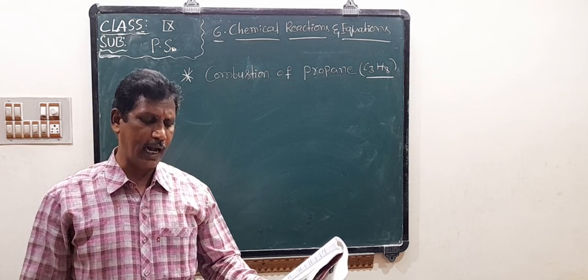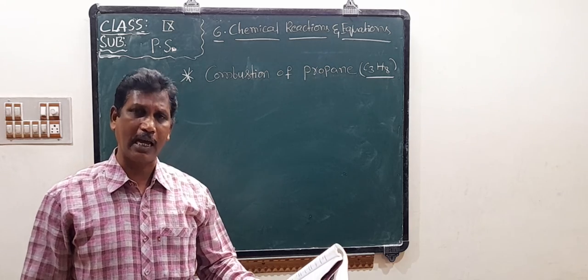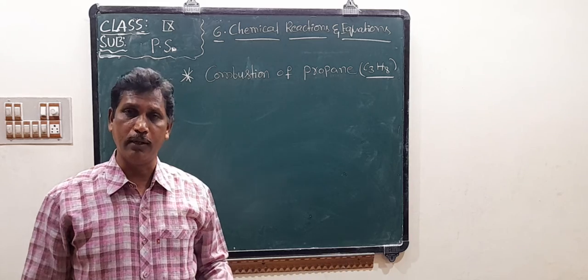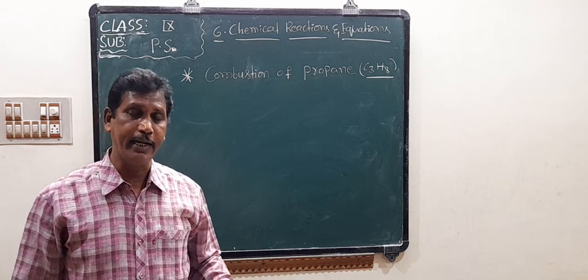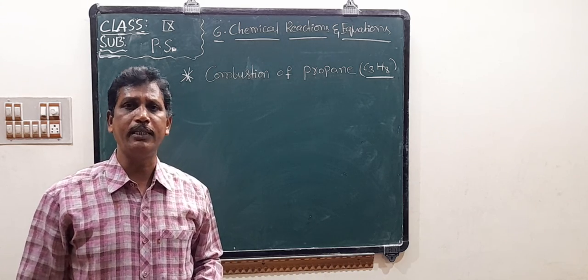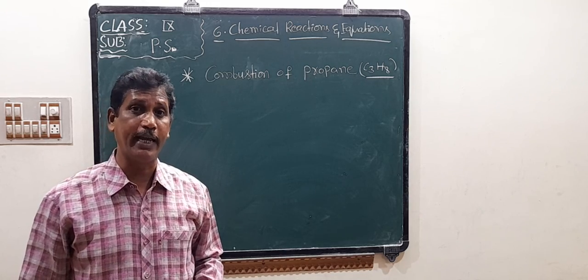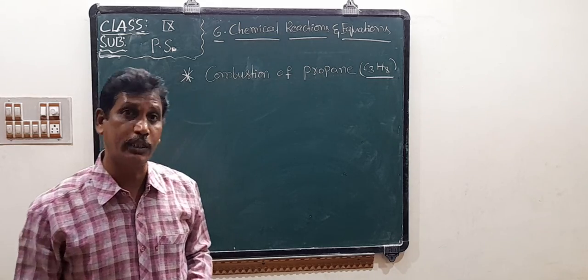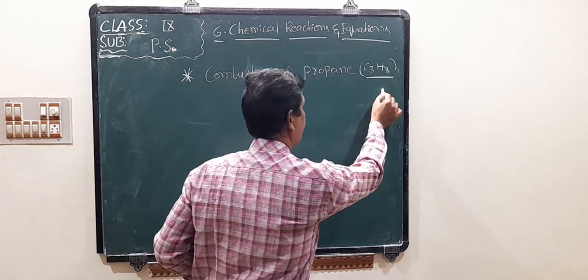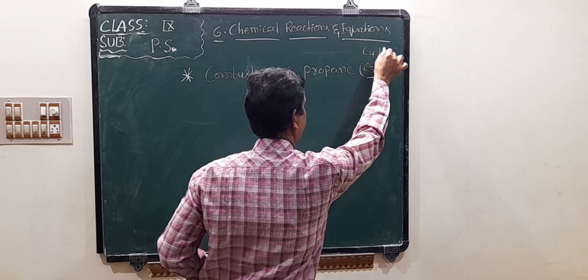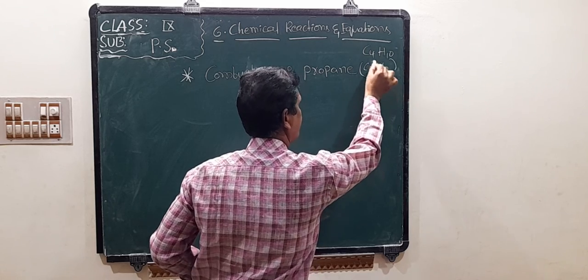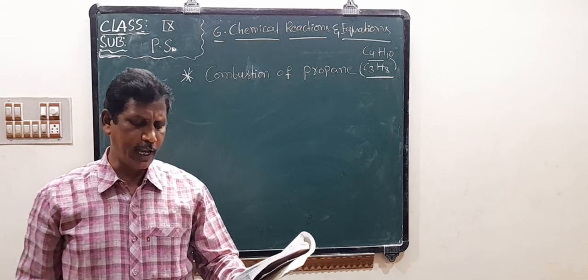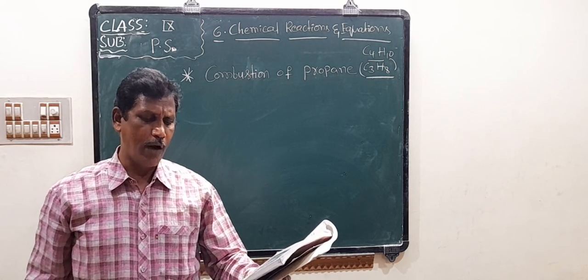Propane, C3H8, is a colorless, odorless gas, often used as a heating and cooking fuel. Our domestic LPG gas cylinders mostly contain butane, C4H10, and propane. Okay, write the chemical equation for the combustion reaction of propane.